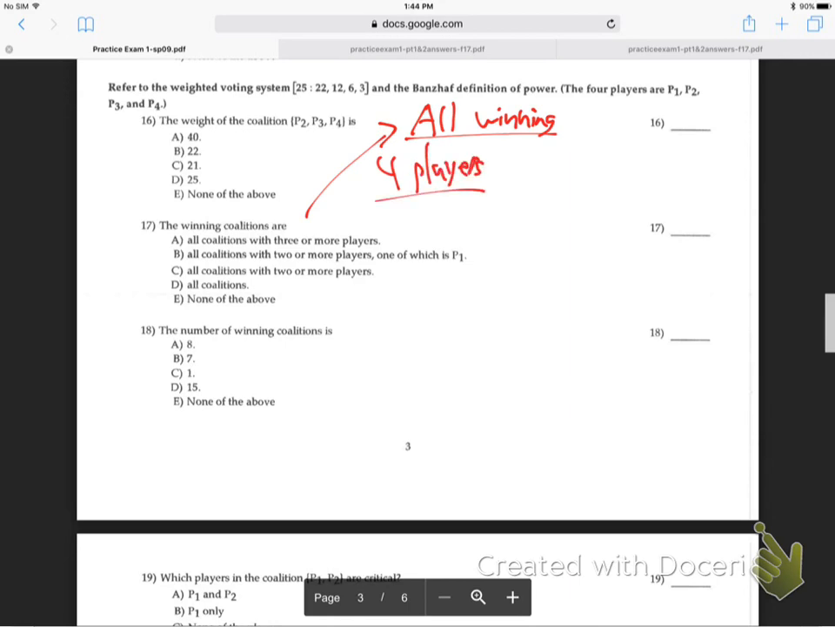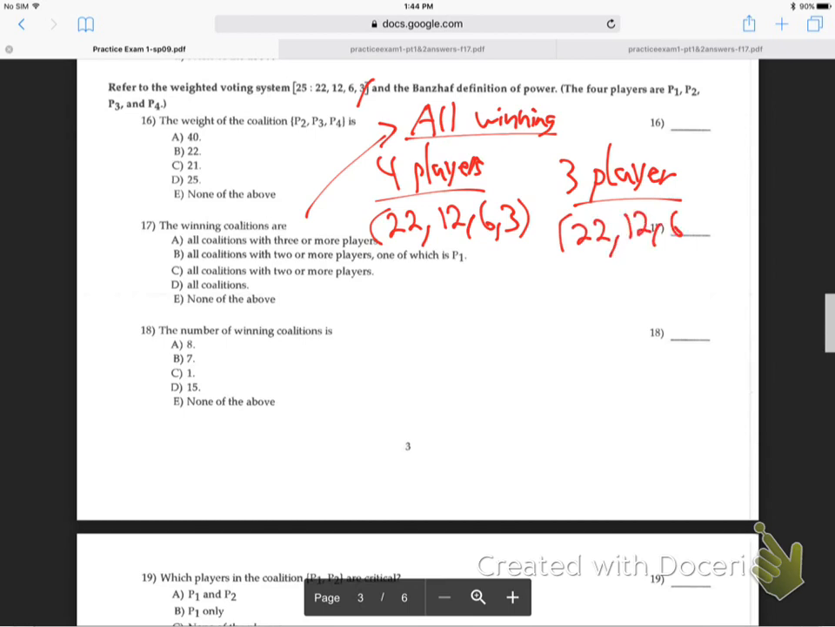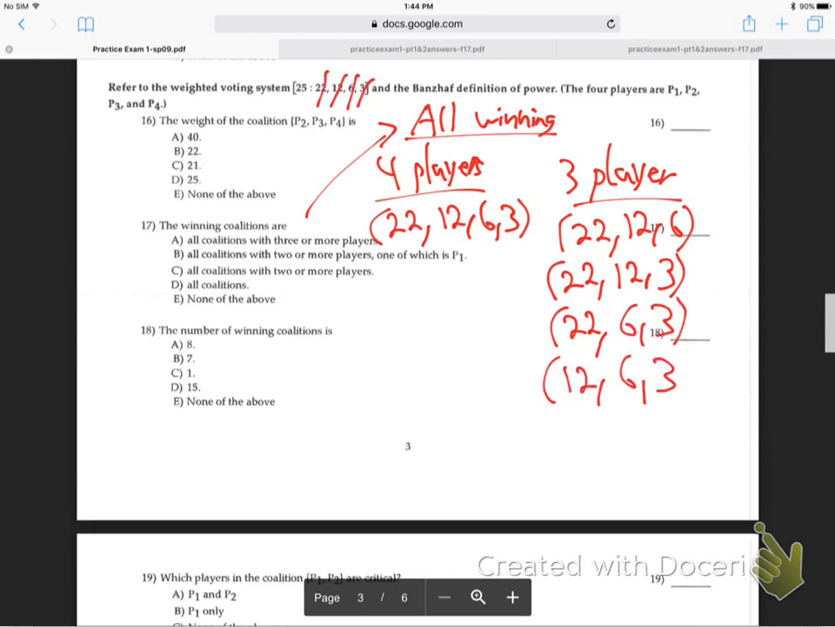So 4 players would be all 4 of them: 22, 12, 6, and 3. And now let's list all the 3-player winning coalitions. Remember, the next group, you just leave one out, huh? You just go all the different ways to leave one out. So I could leave out the 3, and that would be 22, 12, and 6. Next, I could leave out the 6. That'd be 22, 12, and 3. Next, I could leave out the 12. That would be 22, 6, and 3. And last, I could leave out the 22. That'd be 12, 6, and 3.